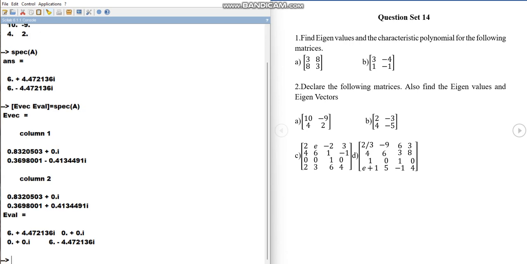So here we got two columns as evac, column 1 and column 2, and a matrix of order 2 by 2 in which we have the off diagonal entries 0, and on diagonal we have the eigenvalues. So for the first eigenvalue, the corresponding eigenvector is there in the column 1. For the second eigenvalue, the eigenvector is there in the column number 2. So this way we can find the eigenvectors and eigenvalues.